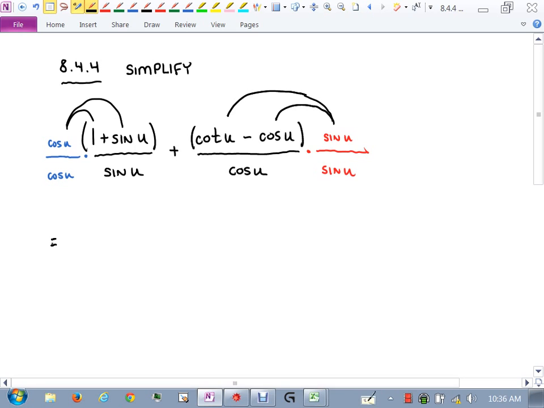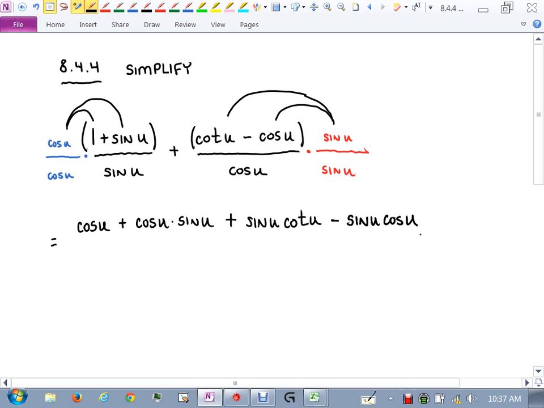So all of this is over our common denominator, so let me distribute this. Cosine u times 1 is cosine u. What's cosine u times sine u? I don't know. It's cosine u times sine u. That's what it is, all right? Can't do anything to that. Cosine u times sine u is cosine u times sine u. Sine u times cotangent u. Oh, notice there's a plus here, right? That's the separation here, plus. Now this, sine u cotangent u. And then sine u times negative cosine u would be negative sine u cosine u.